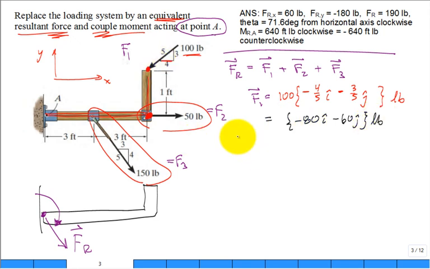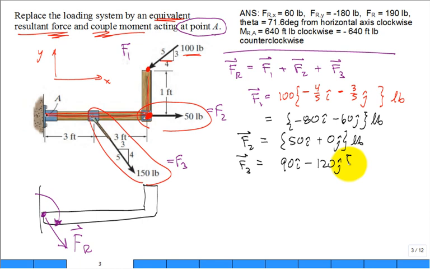Very good. All right, so let's run with the F2. This one's easy. In the interest of time, it's just 50i and 0j in the units of pound. And then the F3 is equal to, and if you did that 3, 4, 5 on the other one, it's pretty straightforward. 150, and you're going to divide by the 5, so that's 30. 30 times the 3 gives us a 90 in the i, and we have 30 times 4, negative 120 in the j.